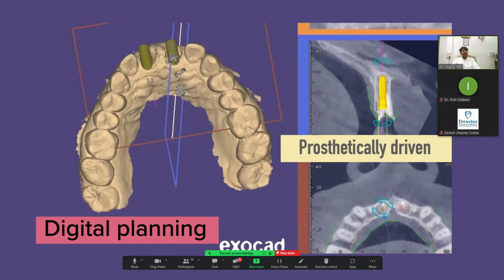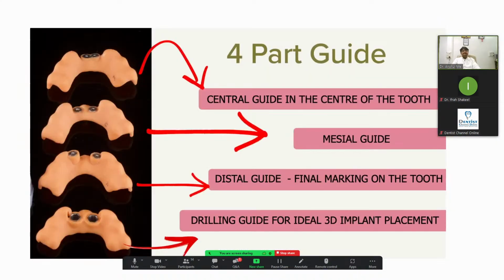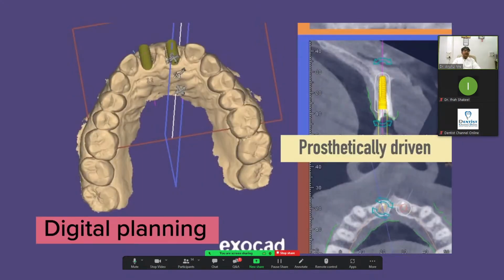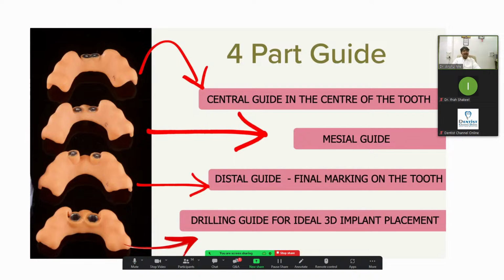So everything you can plan in software, the placement of the future implant, and then you can fabricate. So you can avoid the screw channel opening on the buccal side. That is one more advantage of planning. So these are four parts.